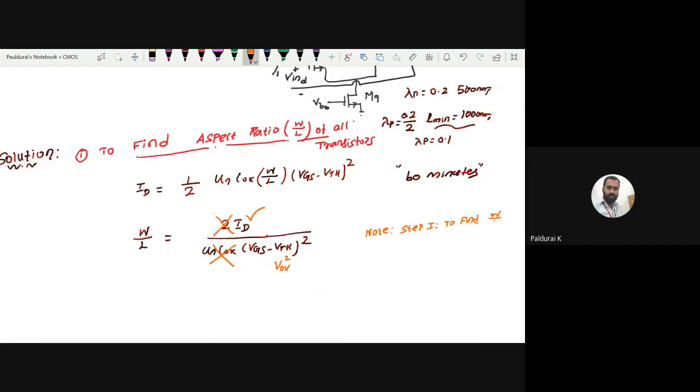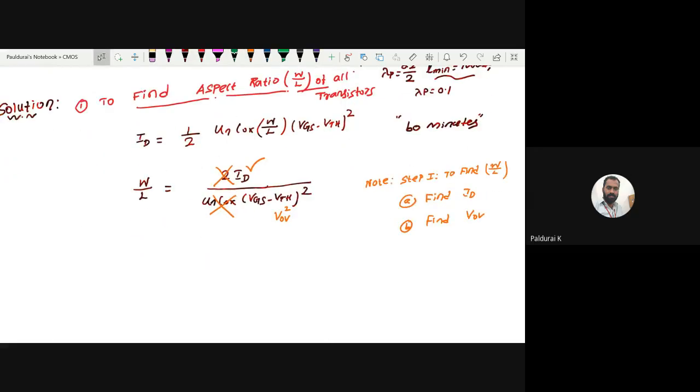To find the width to length ratio, under that, in step A, what can we find? Find ID, the drain current, for all transistors. Everywhere, please note, because to find the width to length ratio of all transistors, you want to find ID of all transistors. Next you want to find the overdrive voltage of all transistors. So 2 steps. In the first step itself I bring subdivision 2. One, you want to find ID; next, find overdrive voltage. Okay, first I will start with subdivision A: to find ID, the drain current, of all transistors.